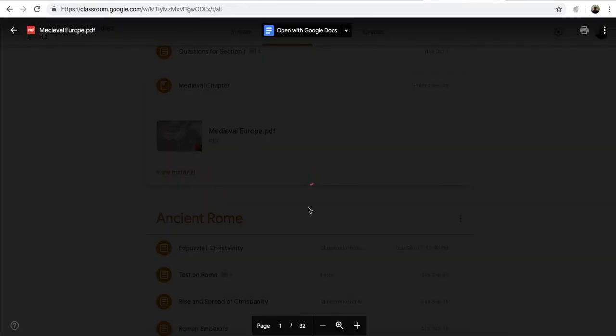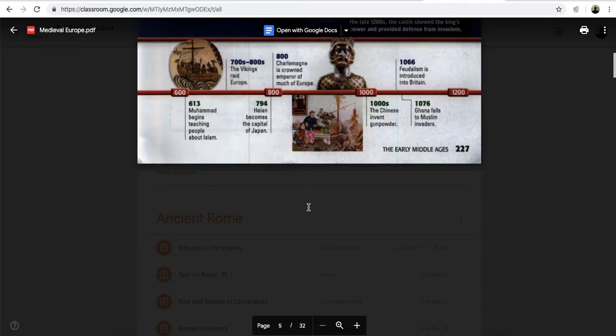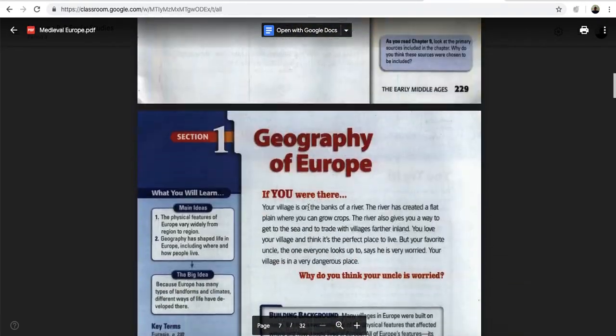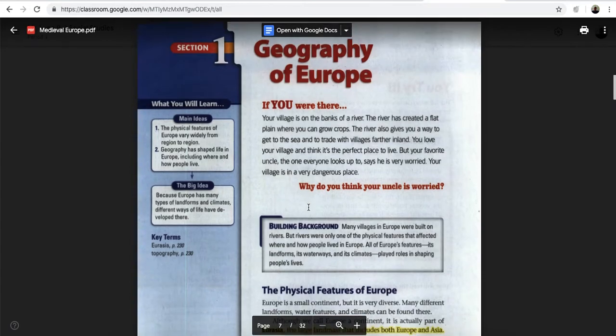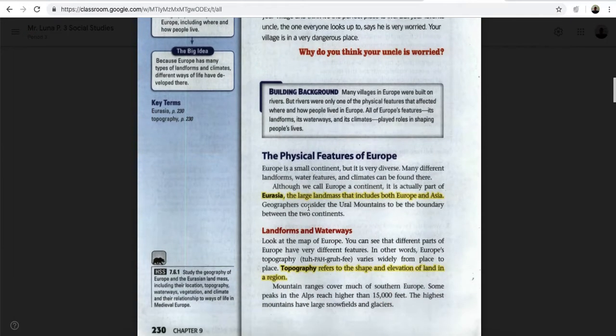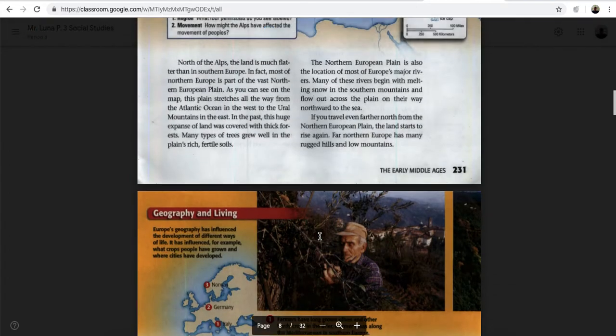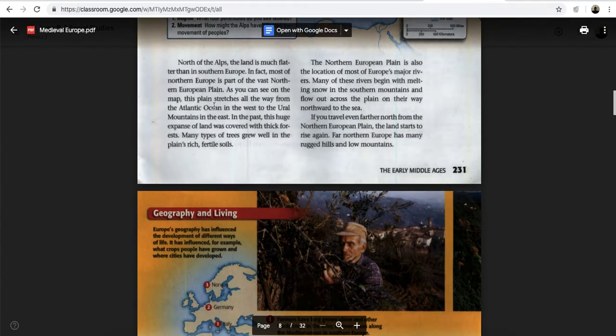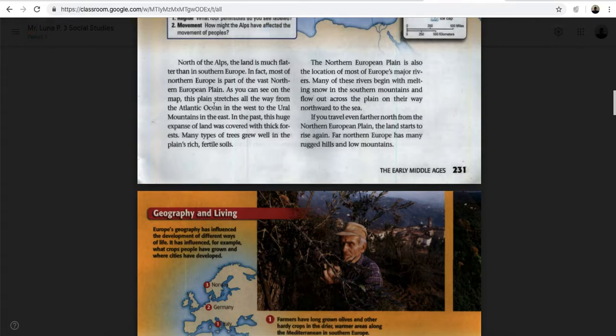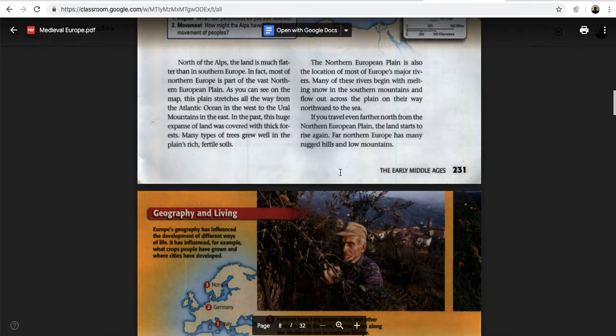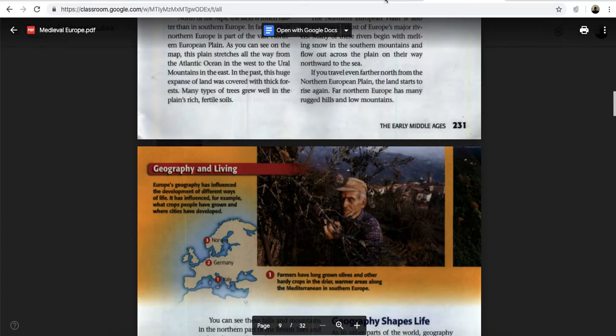Medieval Europe. Go to page 5. Okay? 7, I mean. And then you can start watching things. You can start reading about the landscape again. It is more specific right here. Okay? It is more specific right there. Alright, so that describes the geography of Europe.